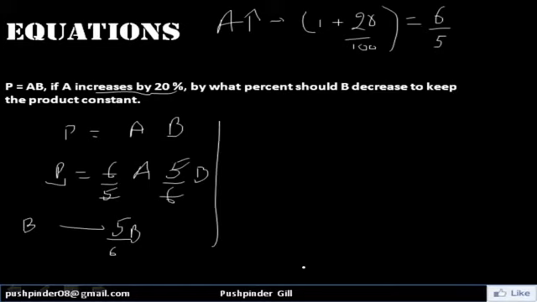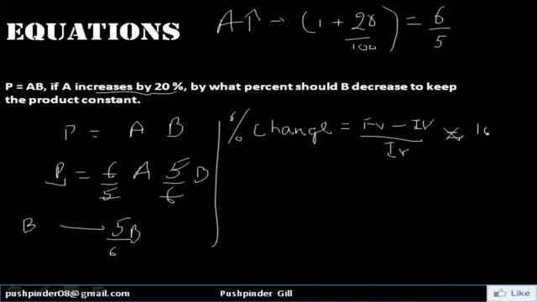Now, I have to calculate the percent change in B. Now, guys, remember this. How do we calculate the percent change? It is very important. The percent change can be calculated as the final value minus the initial value divided by the initial value into 100, right?